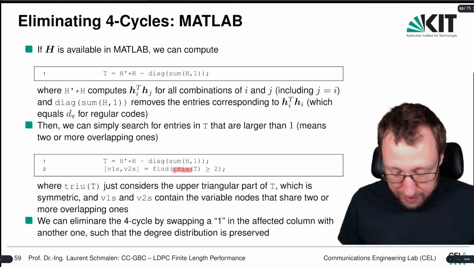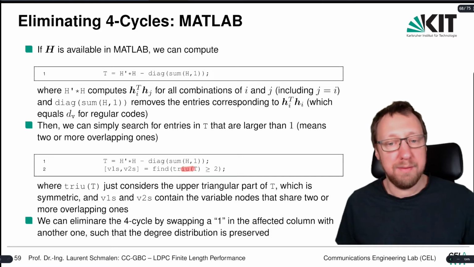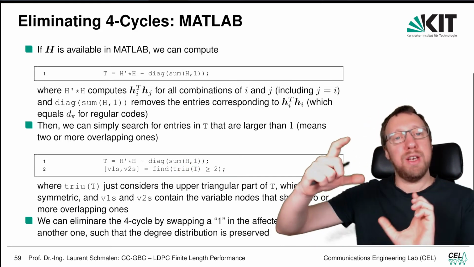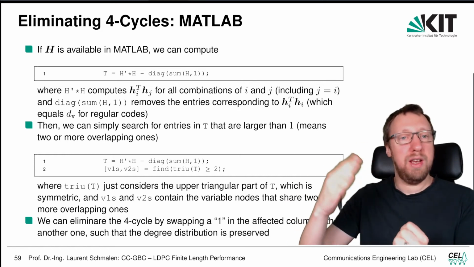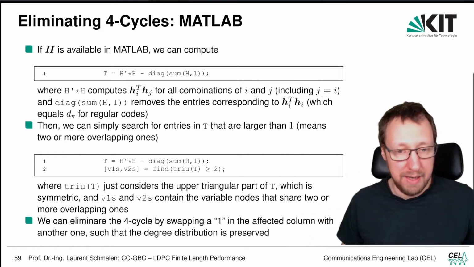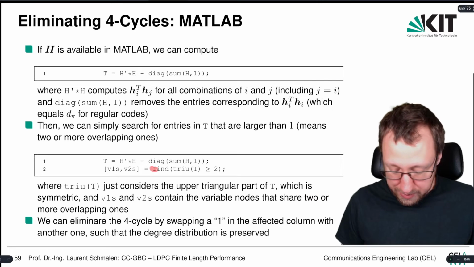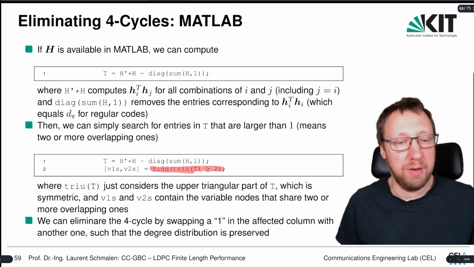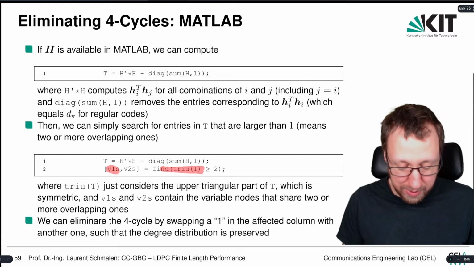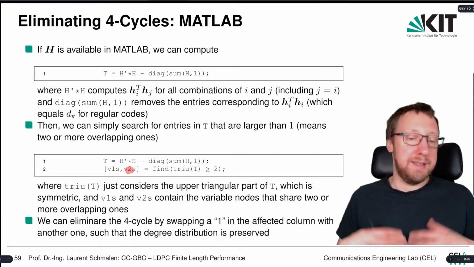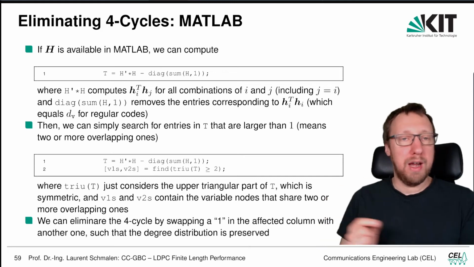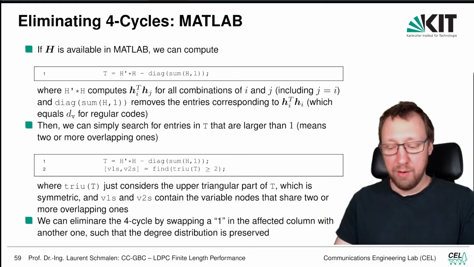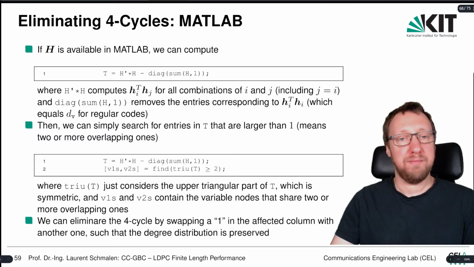We just need to look at the upper triangular matrix because i and j and j and i correspond to each other, so we just need to search part of this matrix. And then we search for the places where this is larger than 1. Then we get the first and the second variable nodes where this is the case. Then we can just go through them and swap some of the entries in the code. Then we'll avoid the 4 cycles.